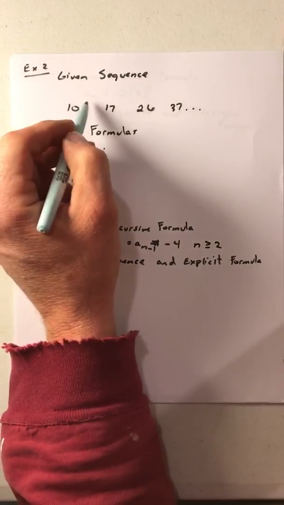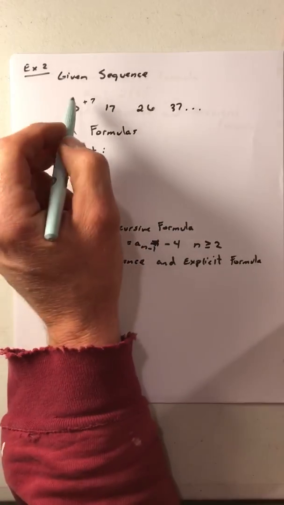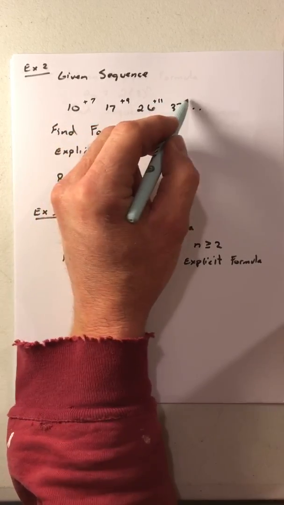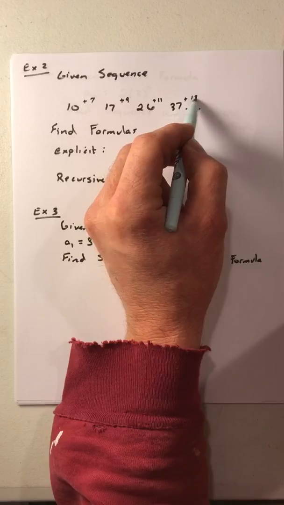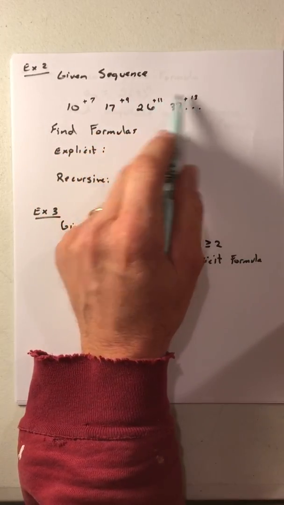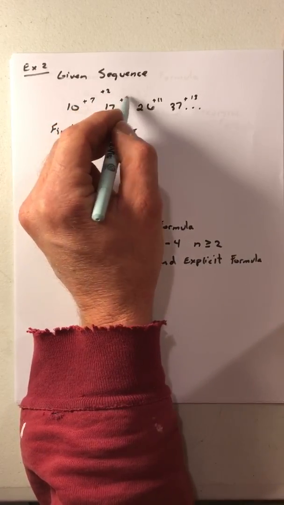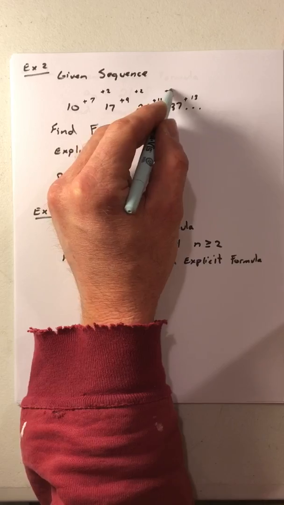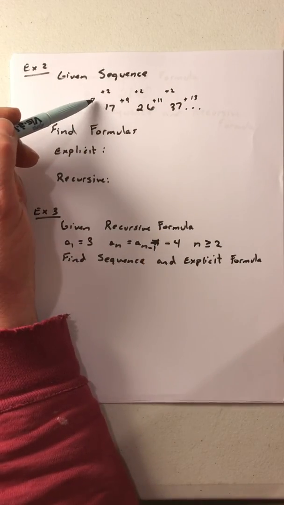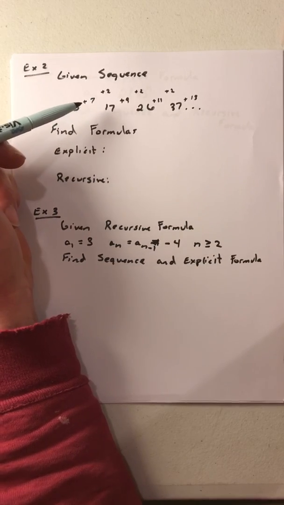Well, recursively, what's happening? We add 7, then we add 9, then we add 11, and I'm going to guess then we're going to add 13 to get to the next term. So our pattern, we're always adding 2 to the difference before. So 7 to 9, we add 2, 9 to 11, we add 2, so on and so forth. Since the difference of the differences is constant, we're going to have a quadratic form.